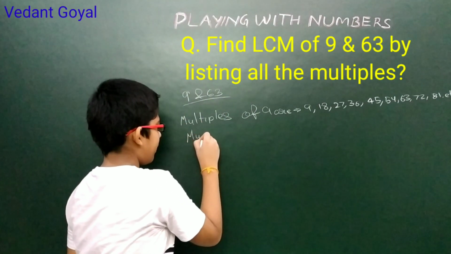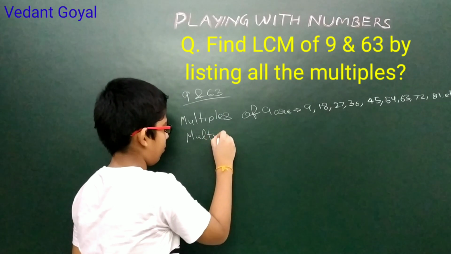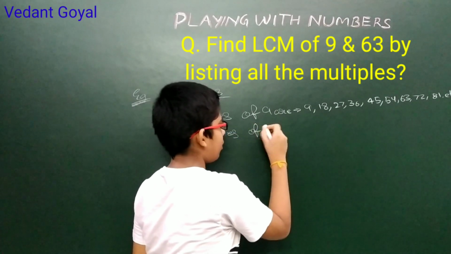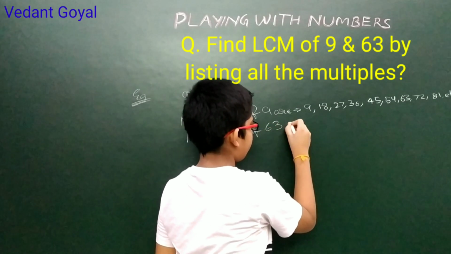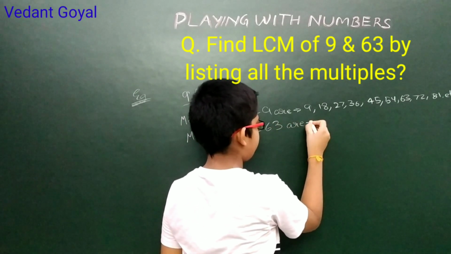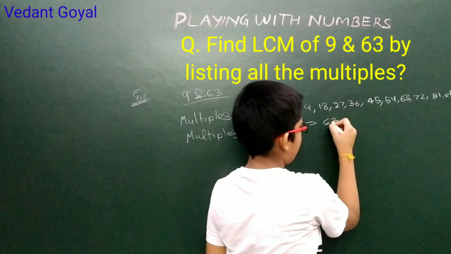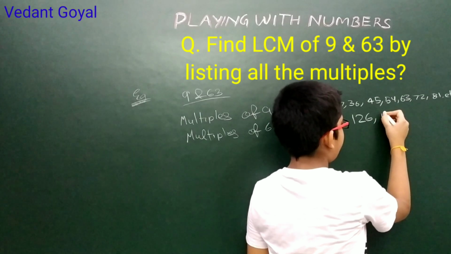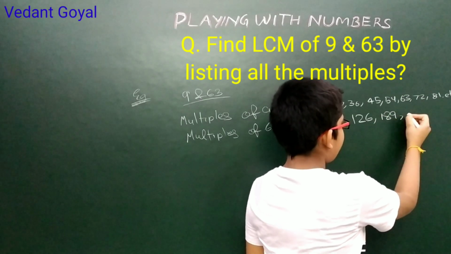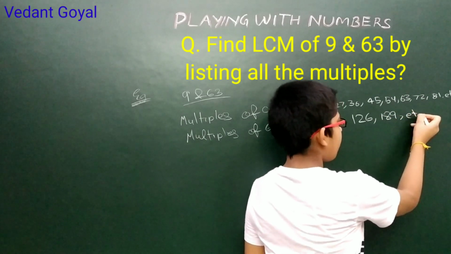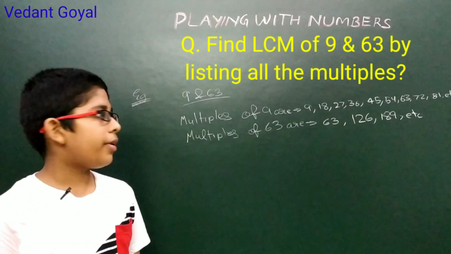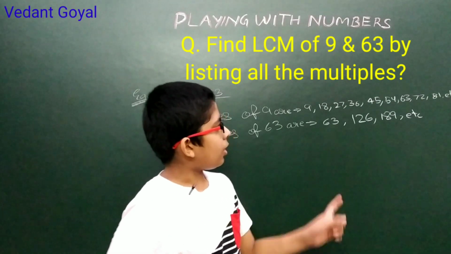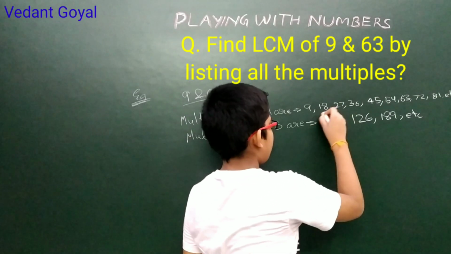So what are the multiples of 63? The multiples of 63 are 63, 126, 189, and etc. Now what we have to do? We have to find the common multiples. So the common multiple here is 63.